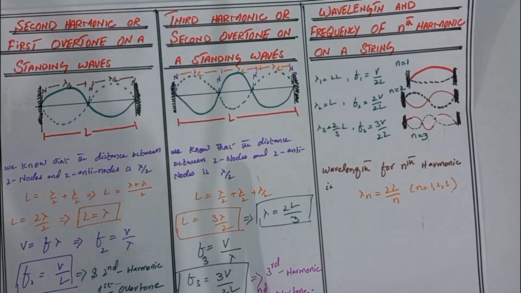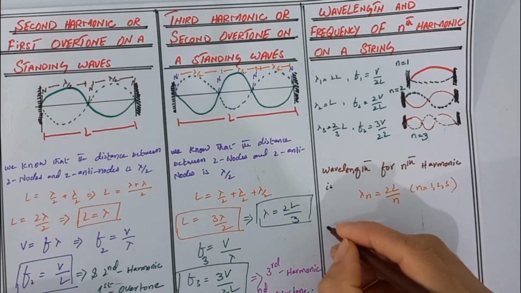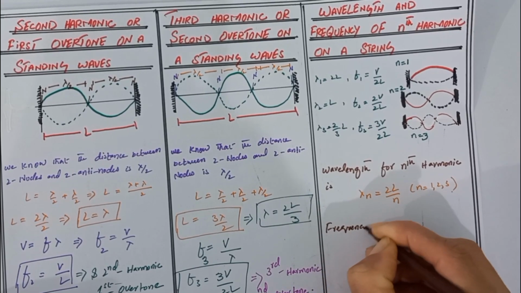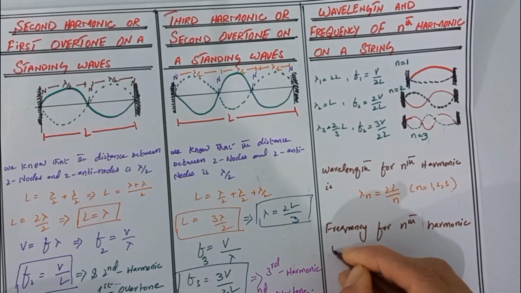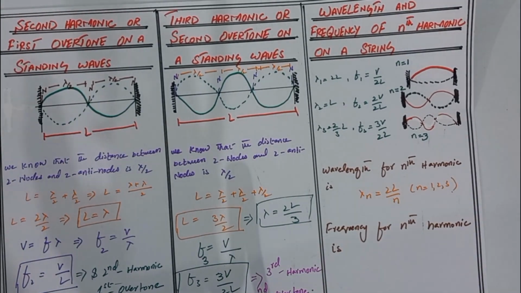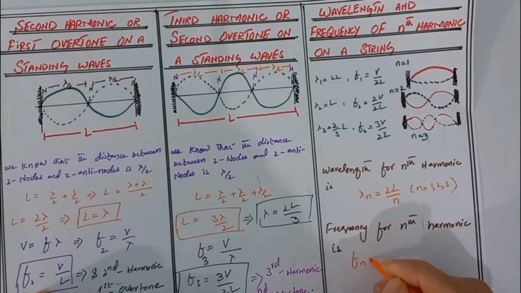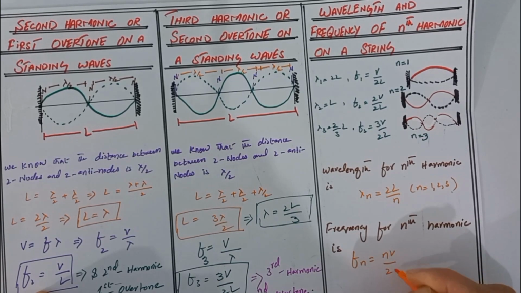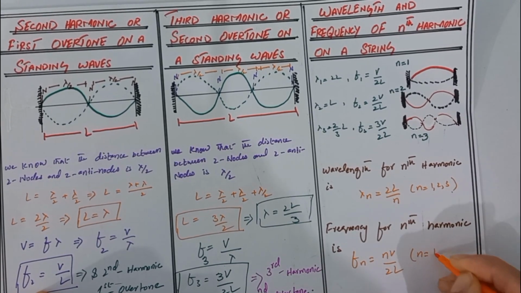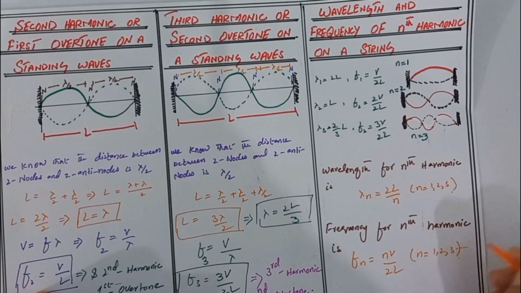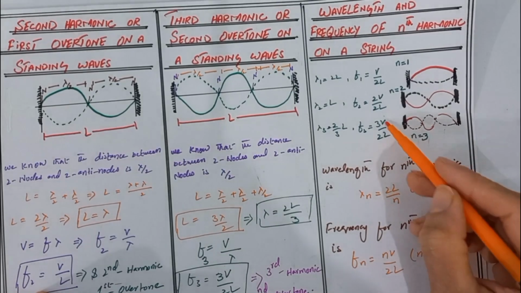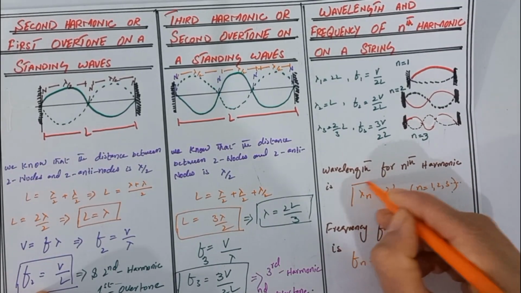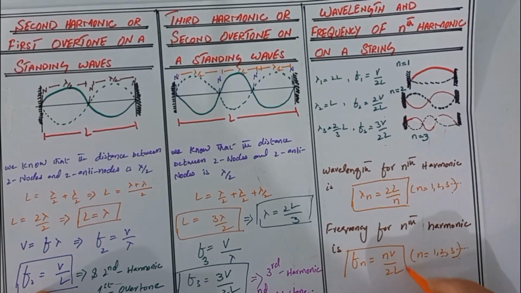Similarly, we write the formula for frequency for the nth harmonic: fn is equal to nv over 2L. Here n is equal to 1, 2, and 3 and so on. When we put n is equal to 1, it is equal to v over 2L. When we put 2, it is equal to 2v over 2L. When we put 3, it is equal to 3v over 2L. So this is the general formula for wavelength and frequency for the nth harmonic.